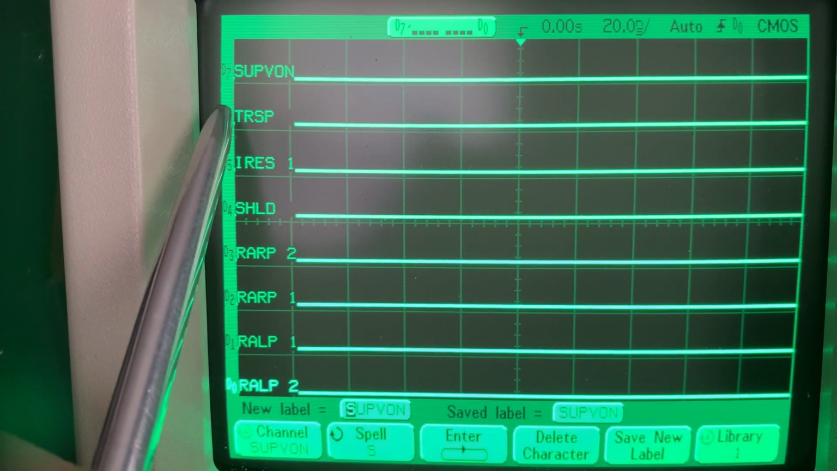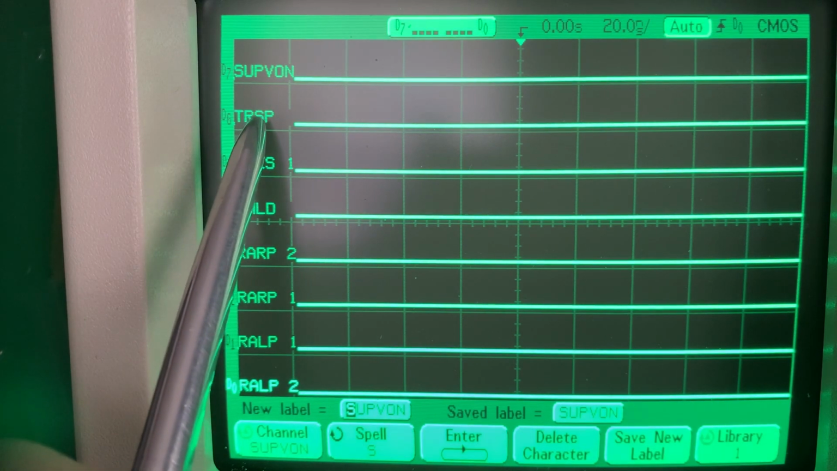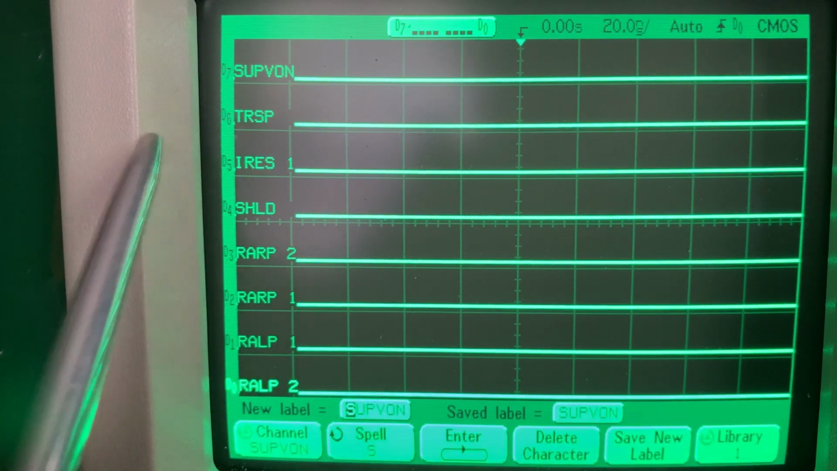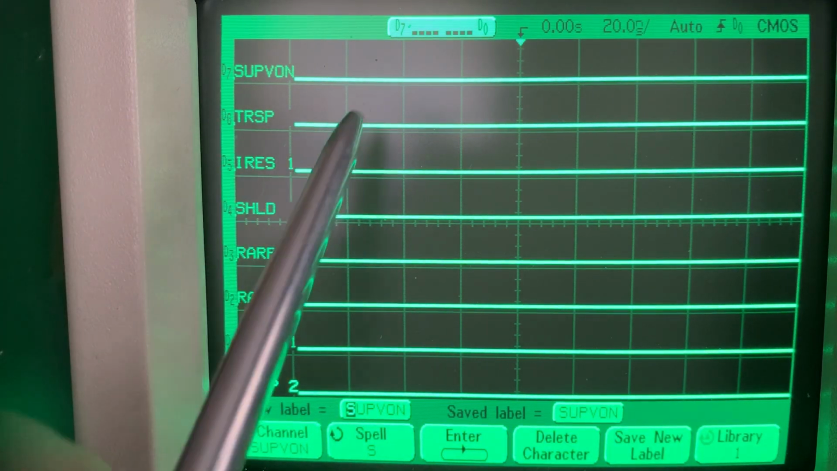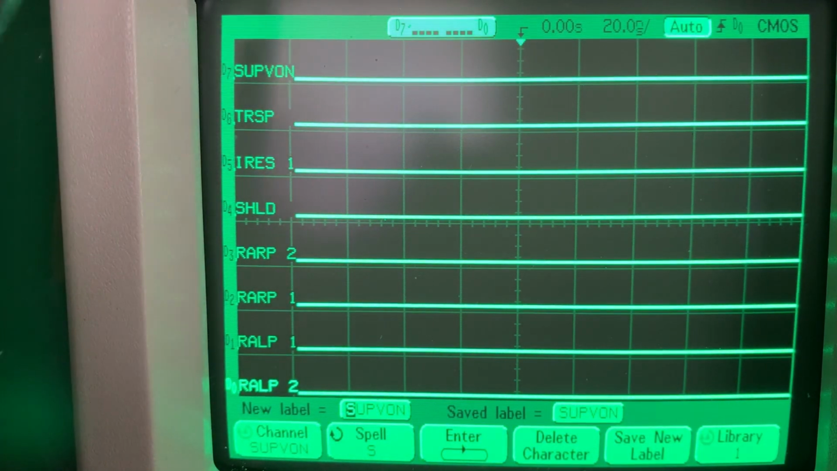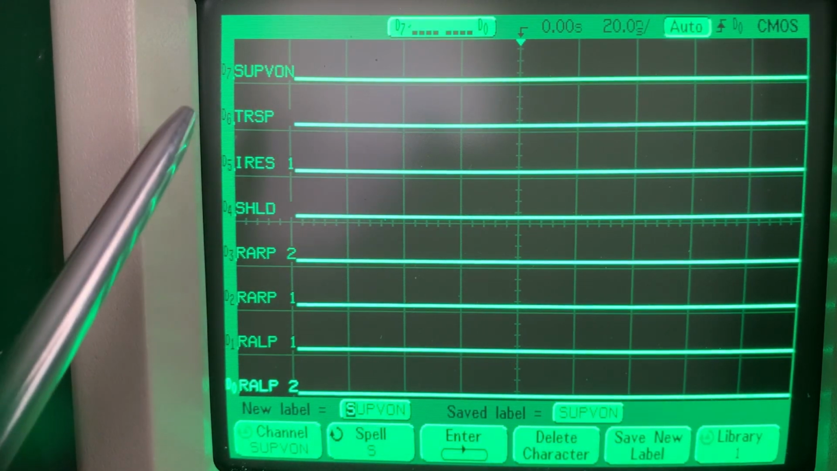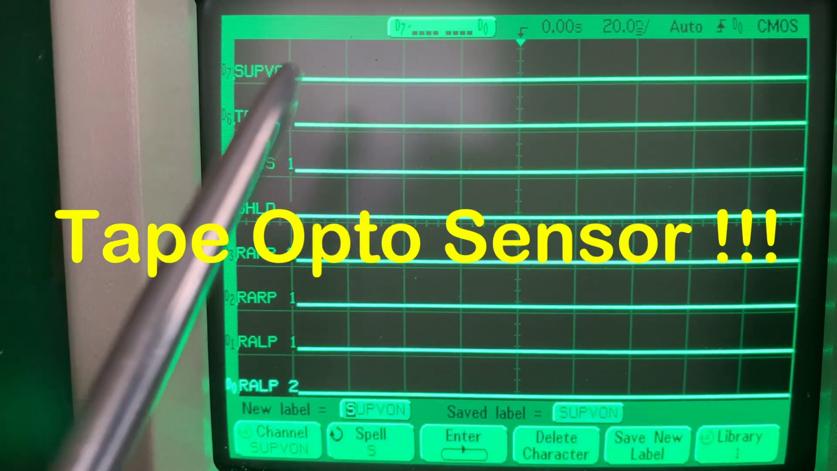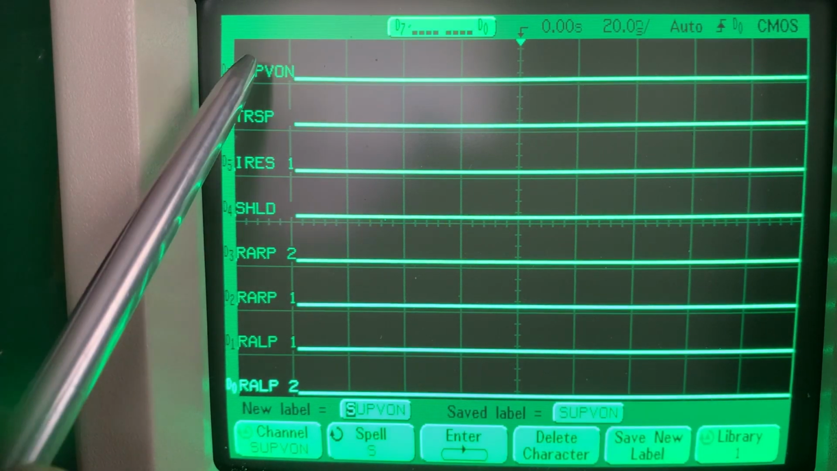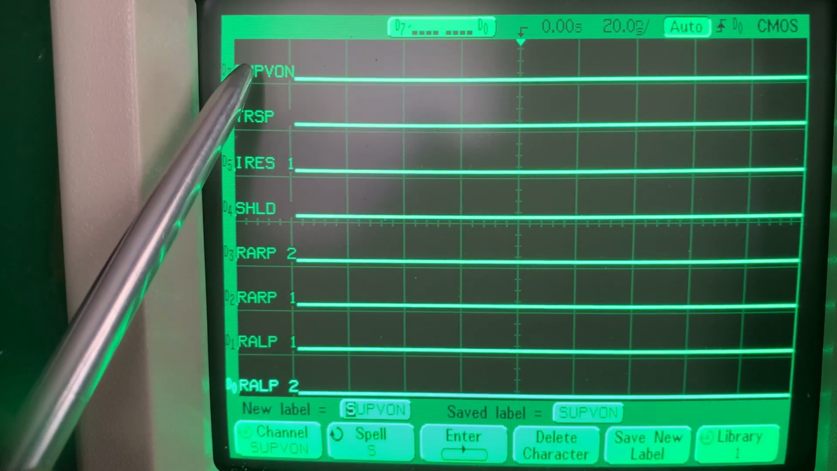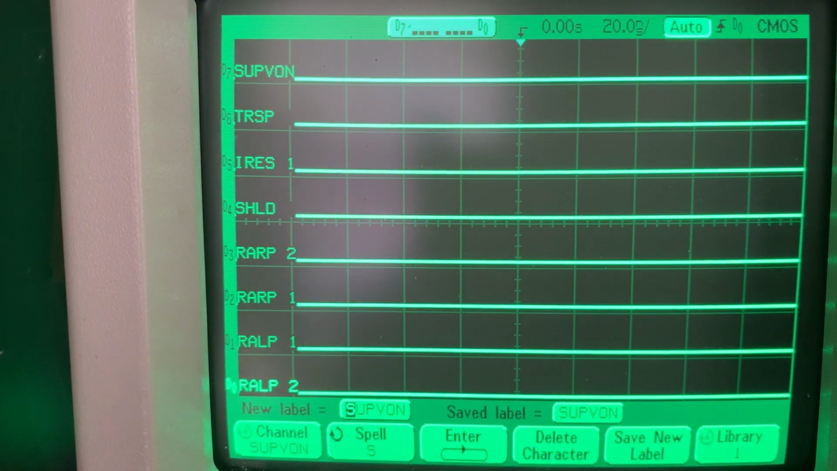This signal here, TRSP, has to do with the tape, I don't know what it's actually called, but when there's tape there, the optical LED senses the tape. And this is some kind of voltage on, okay? So this should actually go on. And this here you'll see move when I put tape in there.